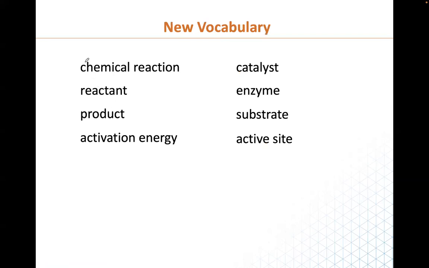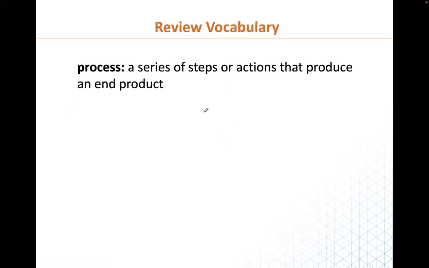So among the new words we have are chemical reaction, reactant, products, activation energy, catalysts, enzyme, substrate, and active site. When we talk about a process, it is a series of steps or actions that produce an end product. So when you have several steps which you have to go through to give you the end product, we call that a process.